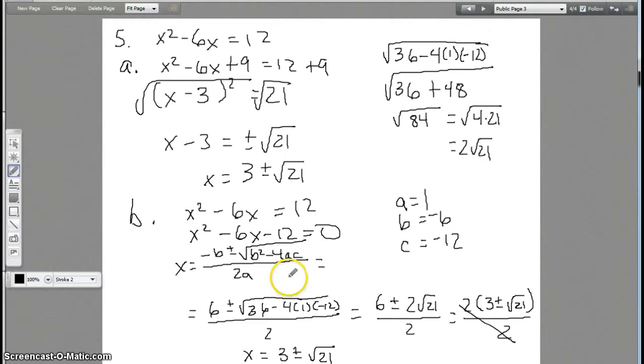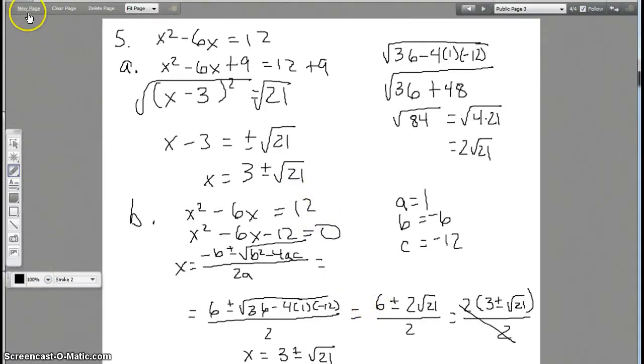Okay, so now Part C asks which method for solving this equation is easier. Well, it kind of depends. If you have an easy time with the completing the square method, then completing the square might be the easier method for you. But a lot of people have a very hard time with completing the square, and so they'll find the quadratic formula easier.